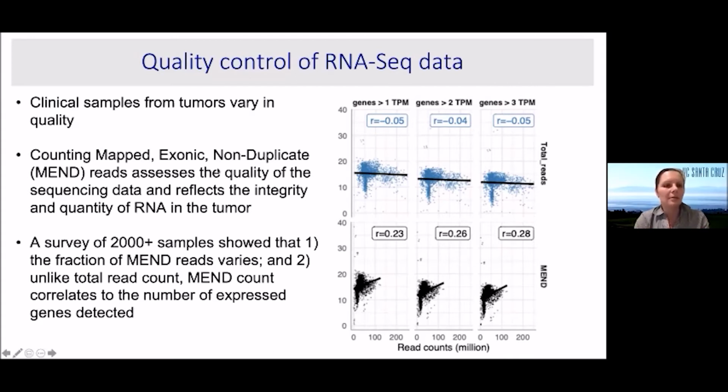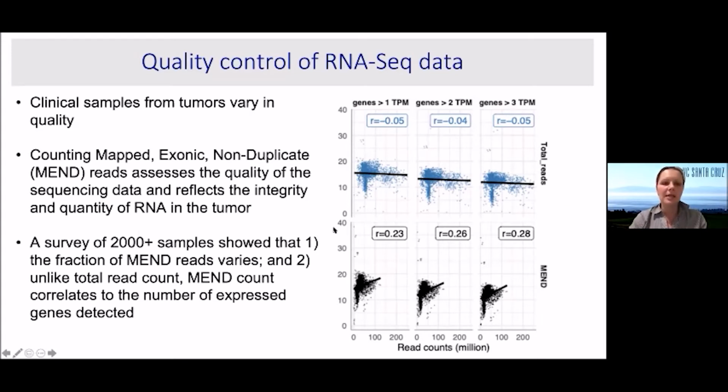And so we developed a metric that we call mapped exonic non-duplicate reads. So really looking at how many reads in each RNA sequencing data set map to exons and are not duplicated. And we've shown that that measure is a good measure to have for each data set. So don't worry about the technical details of that. If somebody is curious about how that works, I can talk about that later.